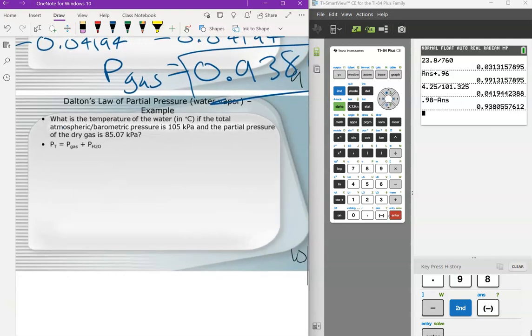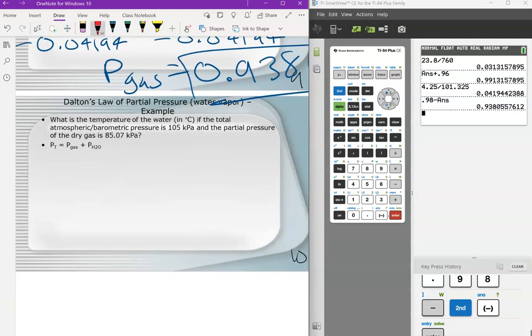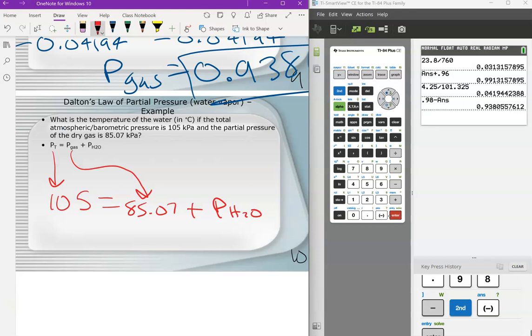For the last problem, it says, what is the temperature of the water? So we've got to work backwards here. Now we're looking for the temperature of the water, and we are given the total pressure in kPa, which is 105, is equal to, and it says the partial pressure of the gas is 85.07, and both of those are in kPa, which is good. Plus, we're going to be solving for the pressure of the water because we need to find that in order to find the temperature of the water.